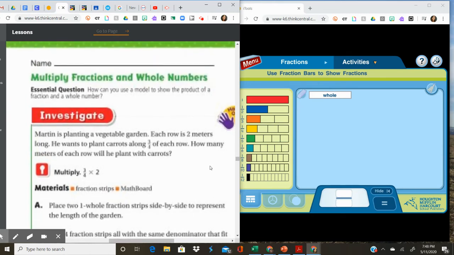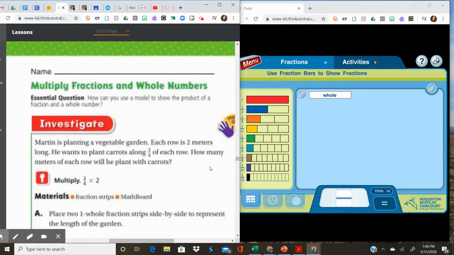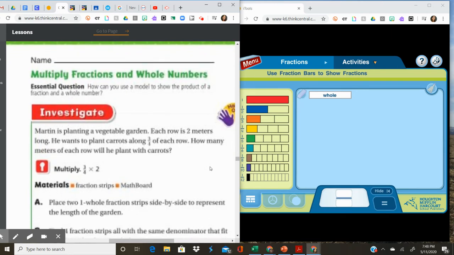Today you're going to be multiplying fractions and whole numbers. How can we use a model to show the product of a fraction and a whole number? Yesterday, we were multiplying fractions by whole numbers, and the whole numbers were greater than the denominator. But what happens if we have two wholes and we need to take part of each whole?